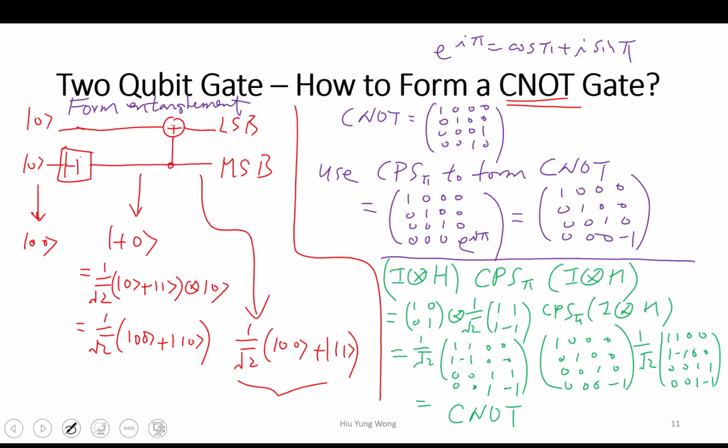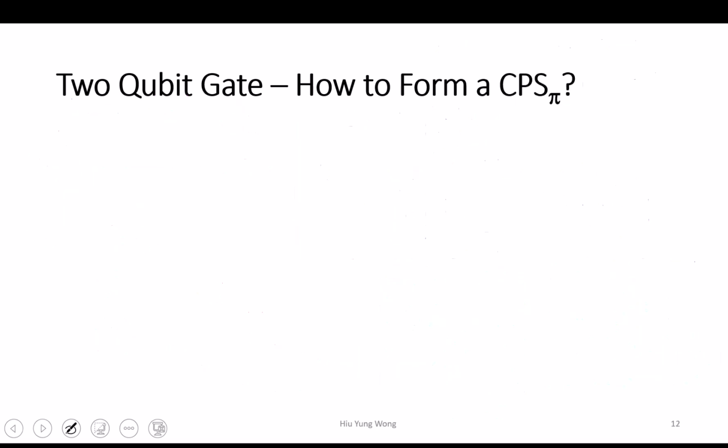Just do it yourself. Okay, so now this is the first step to show that if you can give me a control phase shift pi gate, I will be able to create a control not gate. But then how do you create a control phase shift pi gate? Okay, now this is related to this qubit because we need to do that. So how to create a control phase?